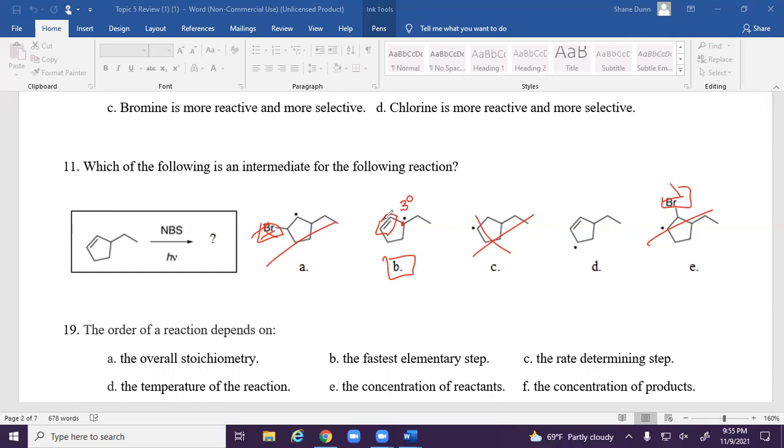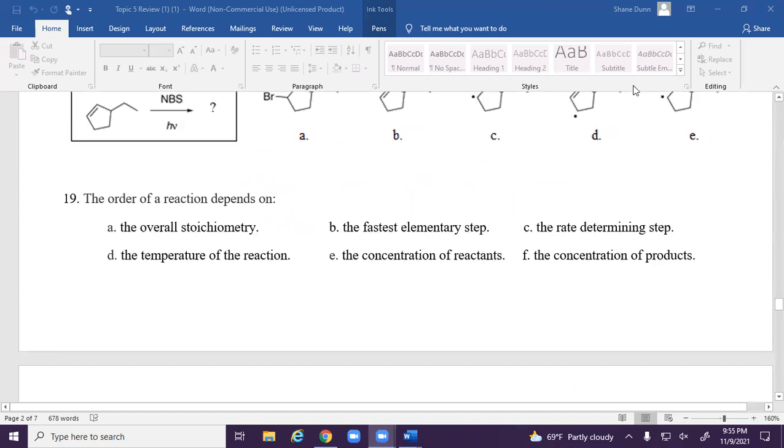But just know NBS will make a radical and it will not add bromine and it will not destroy the double bond. You just have to know it. That B right there is not bromine, it's boron. So that's why A and E are gone. It takes this hydrogen, kills it, gives you one, and it gives that one for you. Okay. Order of reaction depends on what?